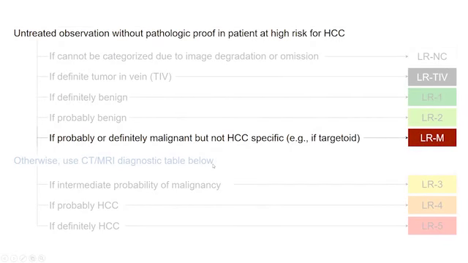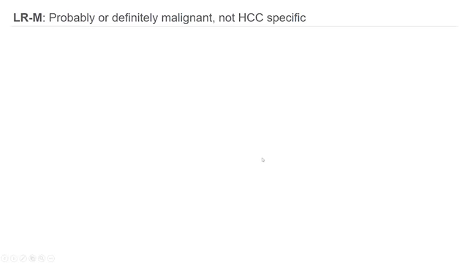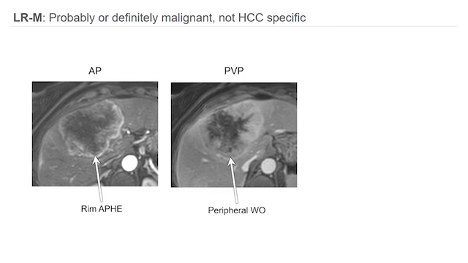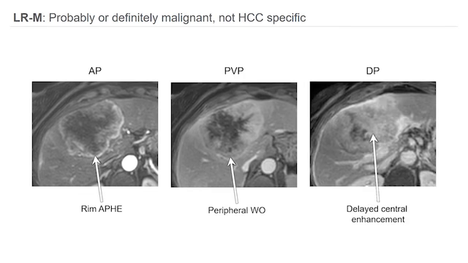So the next node in the decision tree: if probably or definitely malignant, but not specific for HCC. And LI-RADS provides several imaging features, so-called LR-M imaging features, which help us diagnose this category. These are targetoid features, including rim arterial phase hyperenhancement, peripheral washout appearance, and delayed central enhancement. If any of these imaging features are present, the LR-M category is applied.